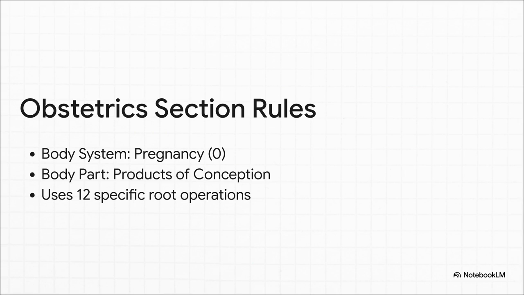In the PCS system, the obstetrics section follows unique rules. You only use one body system value, character 0, which stands for pregnancy. And this applies all the way from conception to delivery. Furthermore, the procedures are often performed not on the mother's organs, but on the fetus or the amniotic fluid. In the coding world, that is defined as the body part products of conception. This specific section utilizes 12 specific root operations, totally unique to this section, including terms like abortion and delivery.